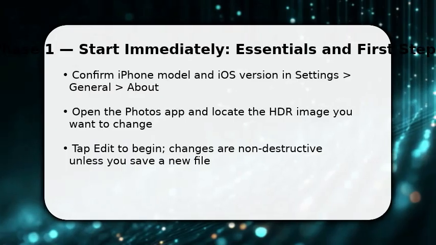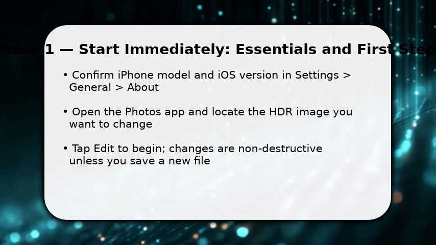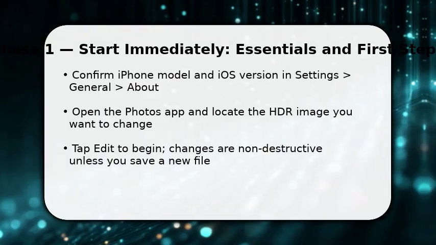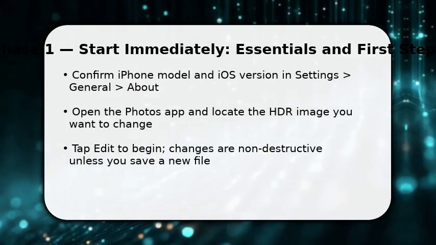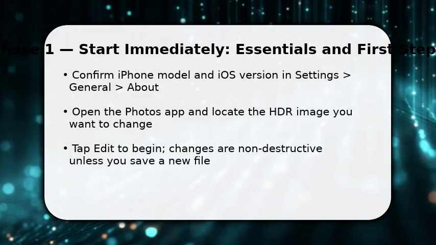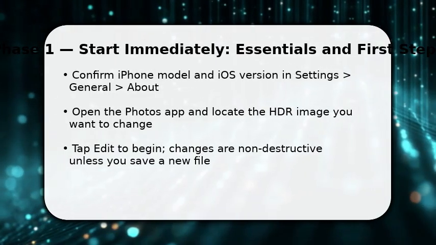You start by verifying your iPhone model and iOS version so you know available HDR controls. Once done, open Photos and find the image. Tap Edit to enter the editor. This is critical because Edit gives you access to the original and HDR variants.